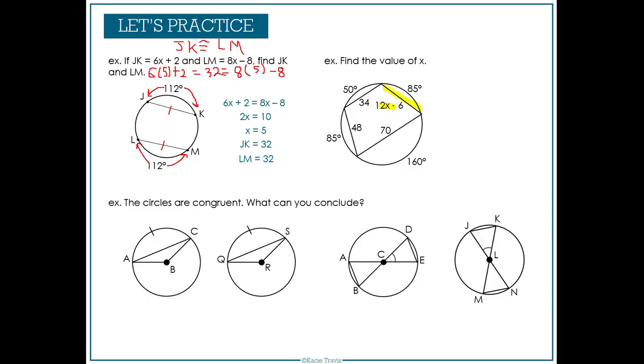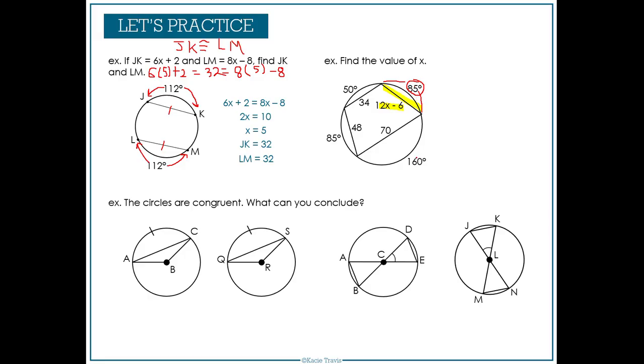This side, which is 12x minus 6, also has this arc here from this point to this point, which is 85. Now, I have to look at all the information that's here. If I want to figure out how to find x, I got to look for something that's similar to this. Either something has an x or something with an arc of 85.